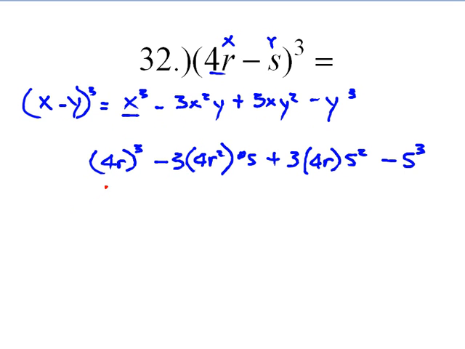So 4r cubed, we cube the 4 and we get 64r cubed minus 4 squared is 16 times 3 is 48 r squared s plus 12 r s squared minus s cubed.